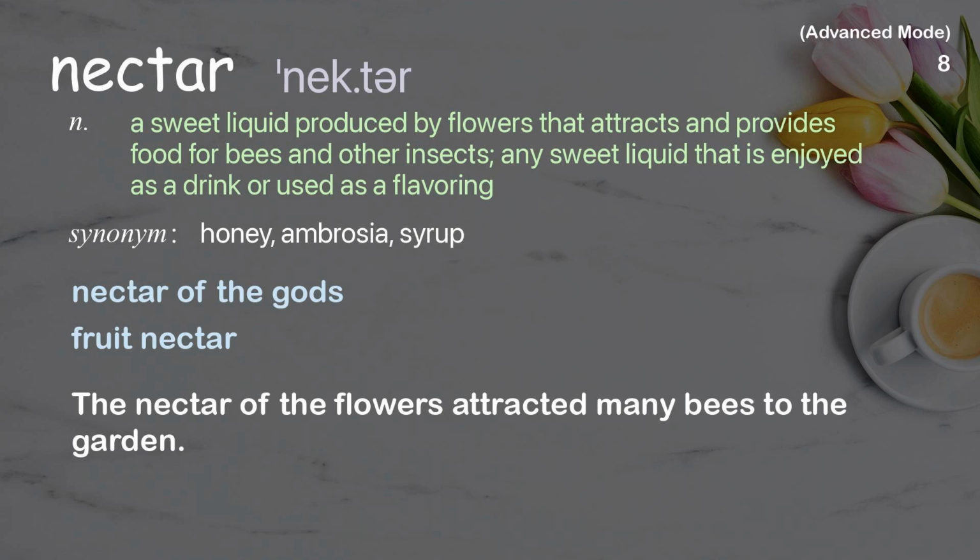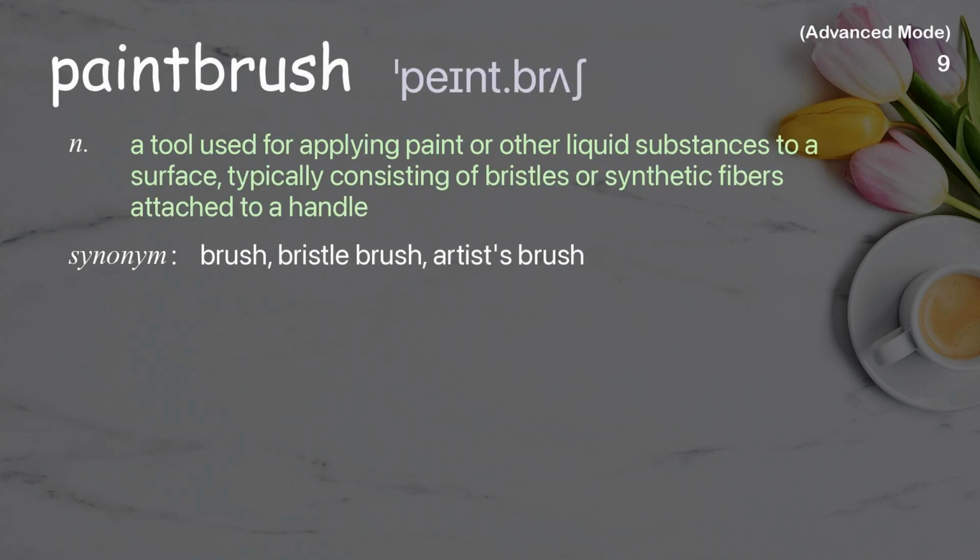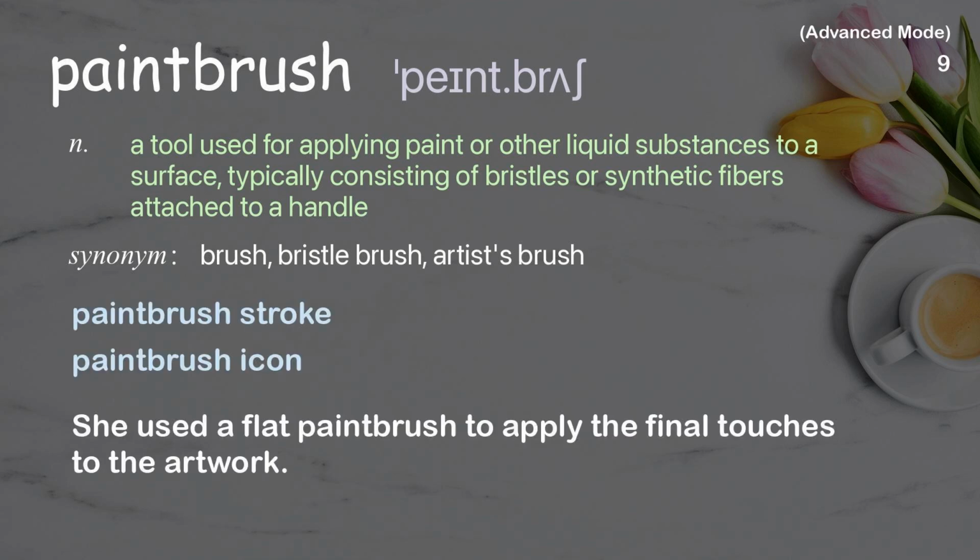Paintbrush. A tool used for applying paint or other liquid substances to a surface, typically consisting of bristles or synthetic fibers attached to a handle. Examples: Paintbrush stroke. Paintbrush icon. She used a flat paintbrush to apply the final touches to the artwork.